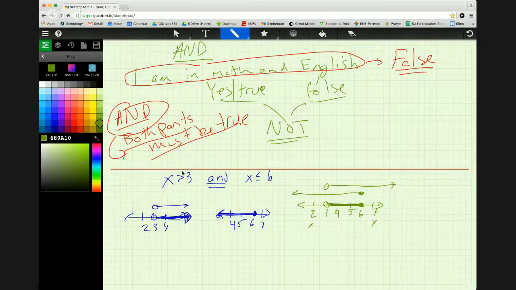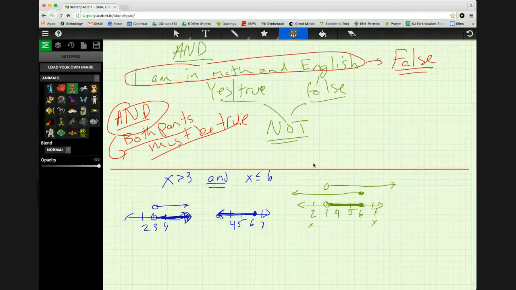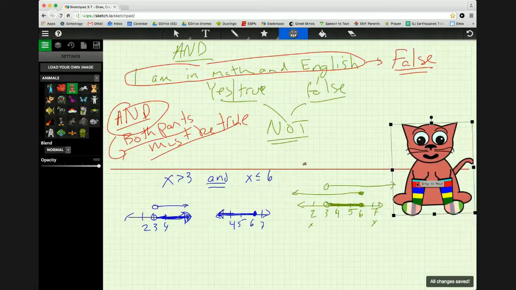Just think about it from a logic point of view: when is x greater than 3 and x is less than or equal to 6? Well, 4 works, because 4 is greater than 3 and less than 6. 5 is greater than 3 and less than 6. 5.5 is greater than 3 and less than or equal to 6. So we have our answer, happy cat.